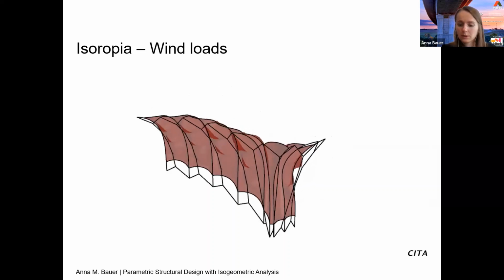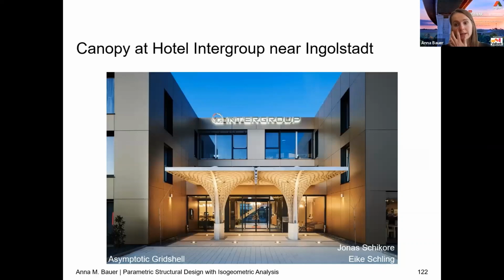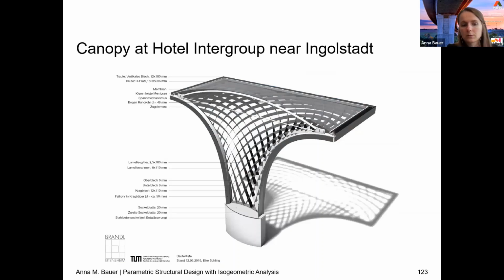And the second example, which I want to show, is a bending active one. It's a canopy at the Hotel Intergroup near Ingolstadt. The whole structural idea is an asymptotic grid shell, which was developed by Eike Schling also at TUM. And for this pavilion, also Jonas Shikore was part of it in developing the whole structural shape, and actually was leader of this part. And I was part of this project as a consultant for using isogeometric analysis for this complex design process of this shape. So the whole canopy consists of four modules of this type here.